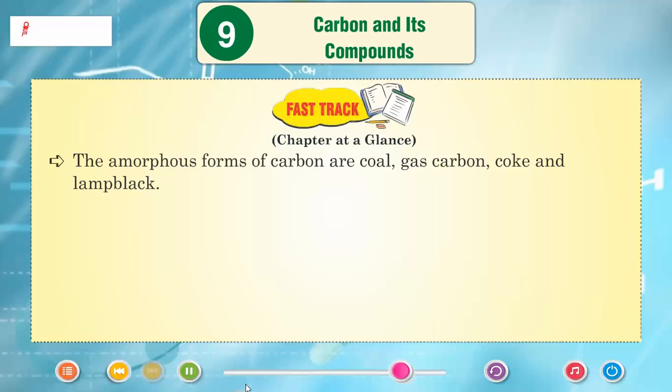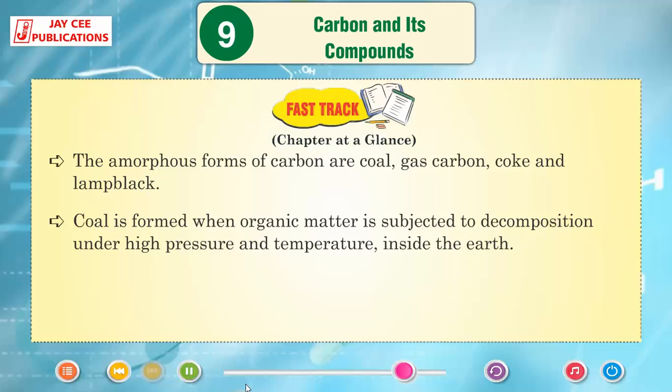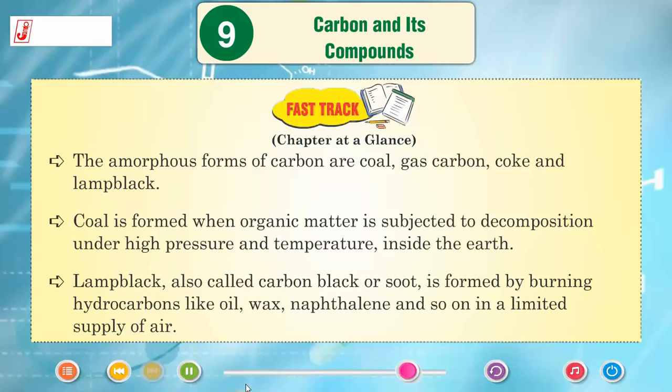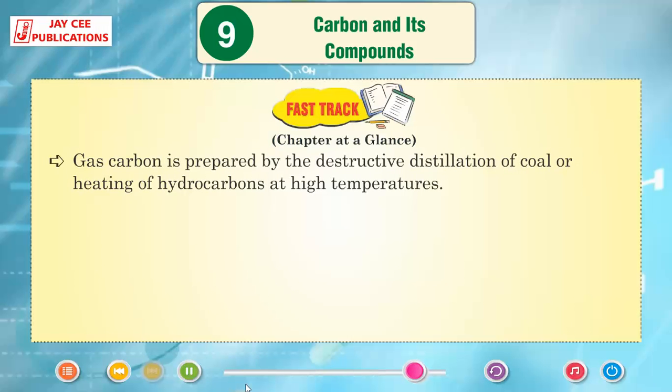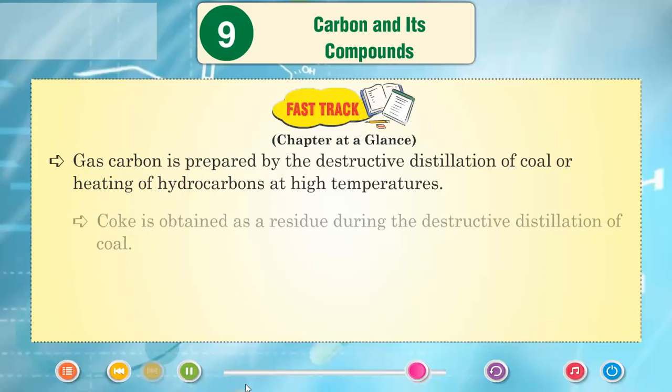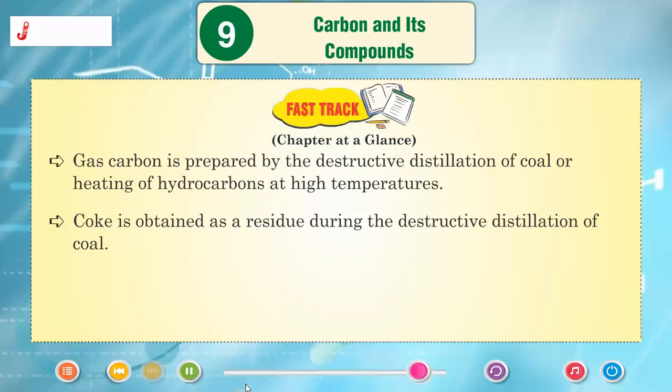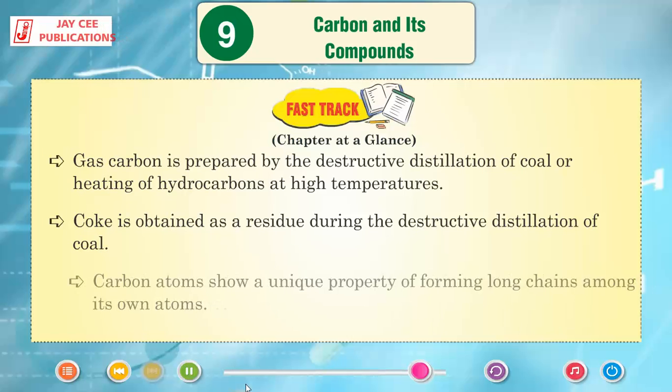The amorphous forms of carbon are coal, gas carbon, coke and lamp black. Coal is formed when organic matter is subjected to decomposition under high pressure and temperature inside the earth. Lamp black, also called carbon black or soot, is formed by burning hydrocarbons like oil, wax, naphthalene and so on in a limited supply of air. Gas carbon is prepared by the destructive distillation of coal or heating of hydrocarbons at high temperatures. Coke is obtained as a residue during the destructive distillation of coal.